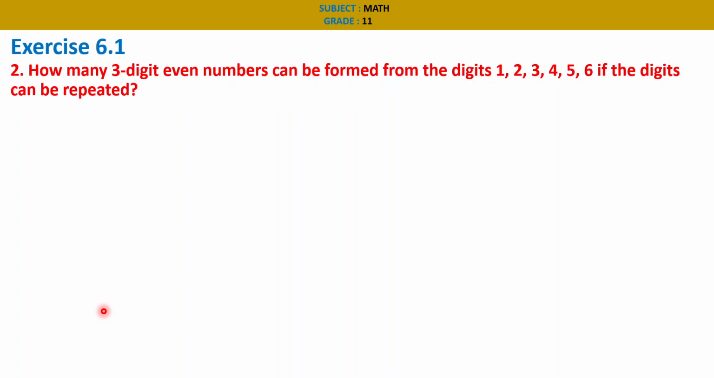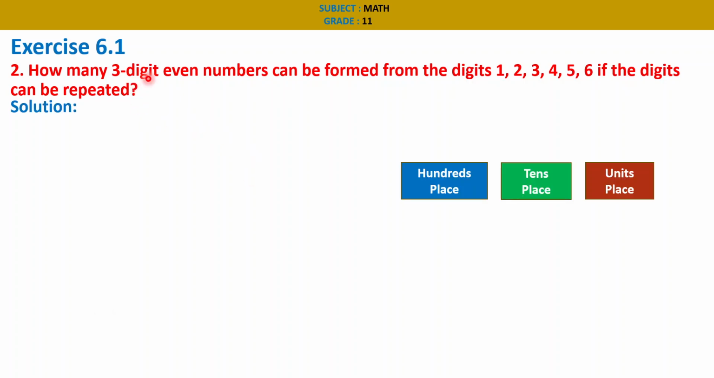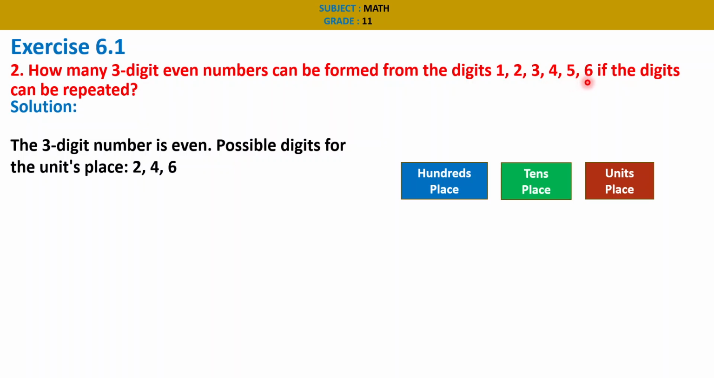How many 3-digit even numbers can be formed from the digits 1, 2, 3, 4, 5, 6? The digits can be repeated. Here, whenever the examiner asking is 3-digit even number, we should ensure that units digit should be always even number. Among the given digits 1 to 6, there are 3 even numbers and 3 odd numbers. So in the units place, we have to use only even numbers, that is 2, 4 or 6. So the possible digits for the units place is 2, 4 and 6. Only 3 options is available.